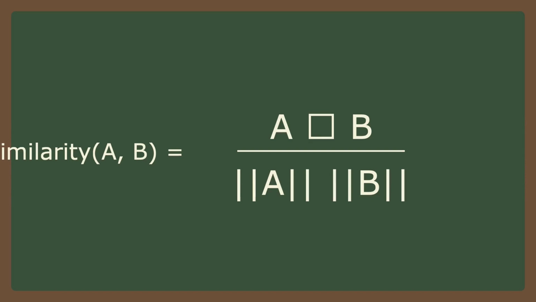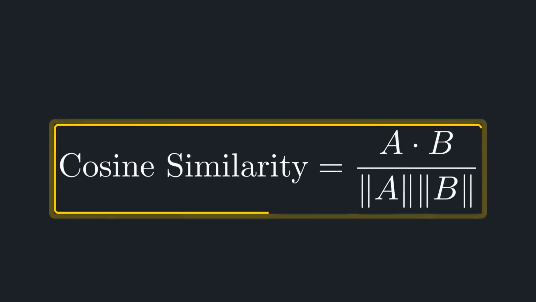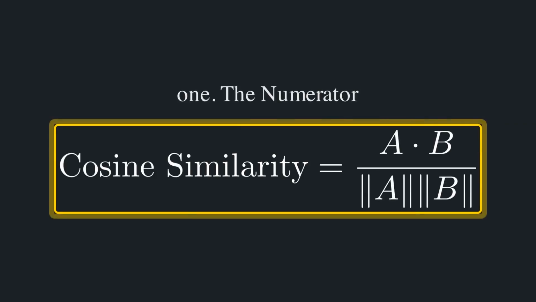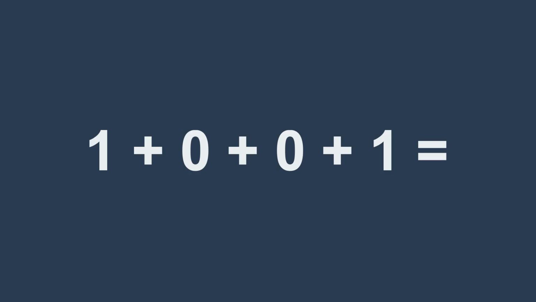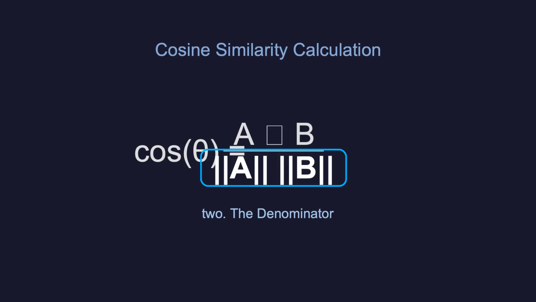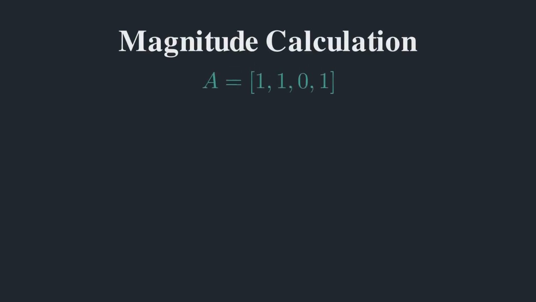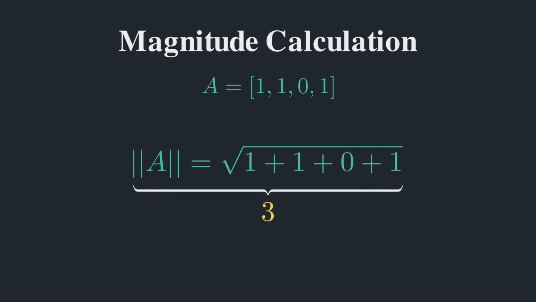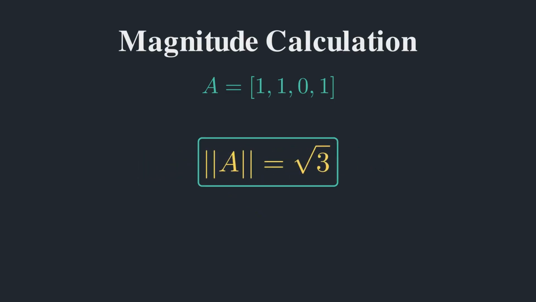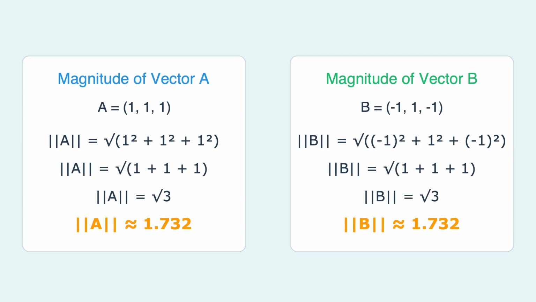The formula to calculate the cosine similarity uses the dot product. Let us break this down. The numerator is the dot product. You just multiply each corresponding element, and then you add them all up. The dot product, a measure of how much the vectors agree, is 2. Next is the denominator, which involves the magnitudes or lengths of the vectors. We calculate it by squaring every element, adding them up, and taking the square root. Both vectors have a magnitude of the square root of 3, or about 1.732.